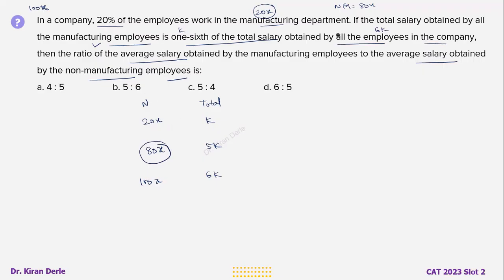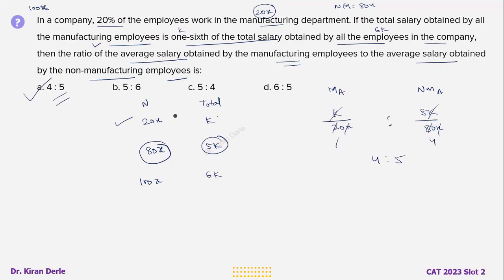Okay, what we want now is the ratio of the average salary obtained by manufacturing employees. So manufacturing employees are these. Average is what? Total salary upon number of employees. This is the average of manufacturing employees to the average salary obtained by non-manufacturing. The non-manufacturing average is total salary upon number of employees. That's it. We want this ratio. K will get cancelled. X will get cancelled. Denominator will divide denominator. 4 will come to this side. 4:5 is the answer. That's it.